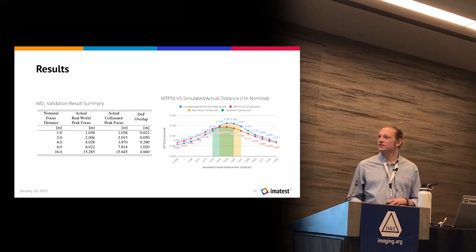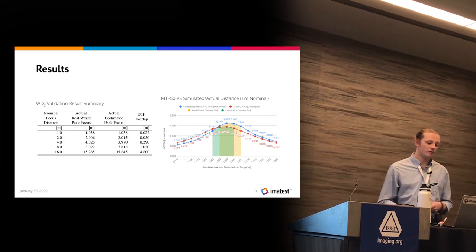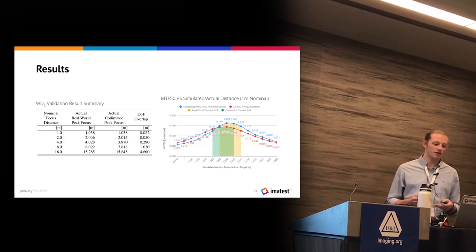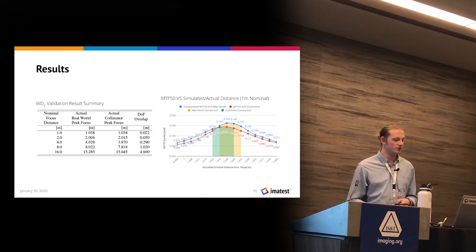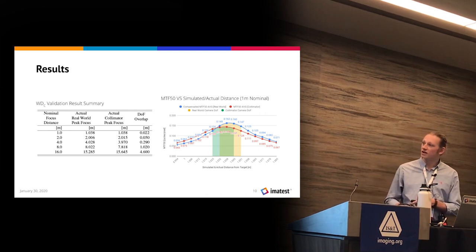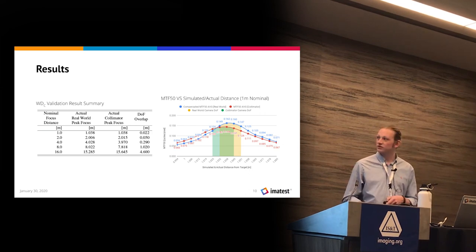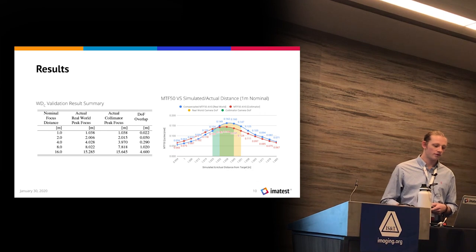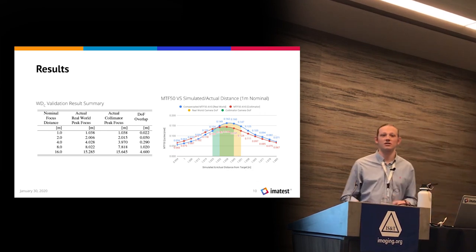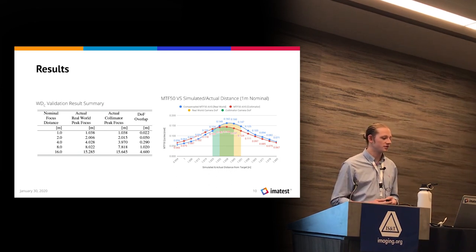At each nominal test distance, the collimator passes validation. The depth of field overlap between the real world and the collimator images ranges from 20 centimeters all the way to 4.6 meters at these distances, and that's indicated by the medium shading. The amount of depth of field overlap increases at larger test distances.